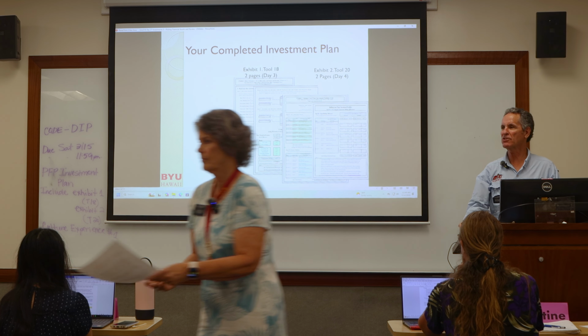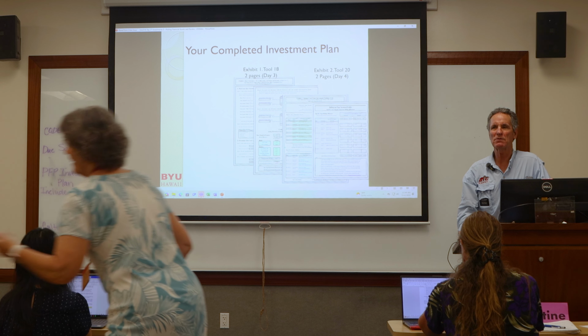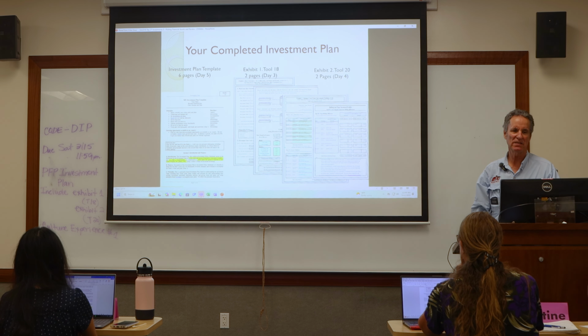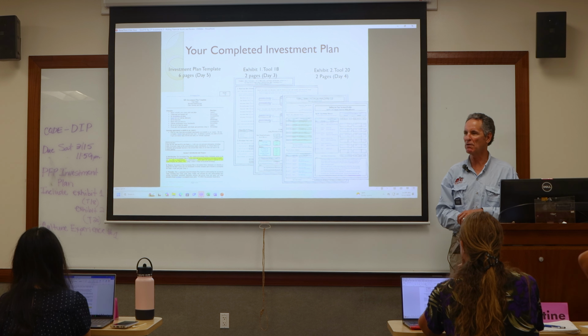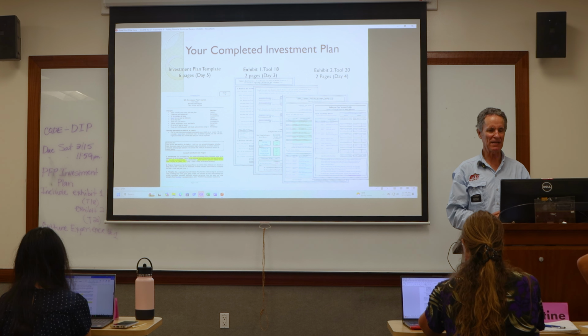Panel 1 was what's our target, panel 2 was what do we own now, and panel 3 was what do we have to buy to get to our target. And then what are we going to do? We're going to finish. It's 5 pages today that we'll finish out. So hopefully by the end of today's class, you'll have a completed personal financial plan.